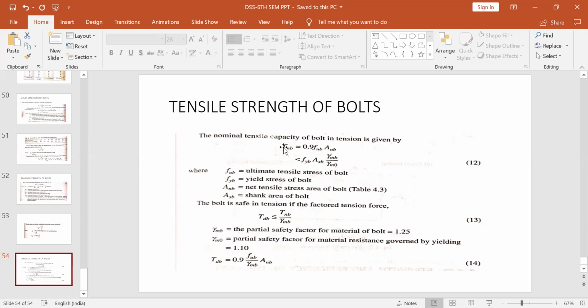Now TNB was the nominal tensile capacity. So the safe tensile capacity TDB will be TNB by gamma MB; again divide that by gamma MB. Gamma MB is the partial safety factor for the material of the bolt, 1.25. And what is gamma M0 for this formula? Gamma M0 is 1.10. This is the partial safety factor for material resistance governed by yielding. So this is given by TDB = 0.9 fub Anb by gamma MB. Find TDB like this, dividing this entire thing by gamma MB.